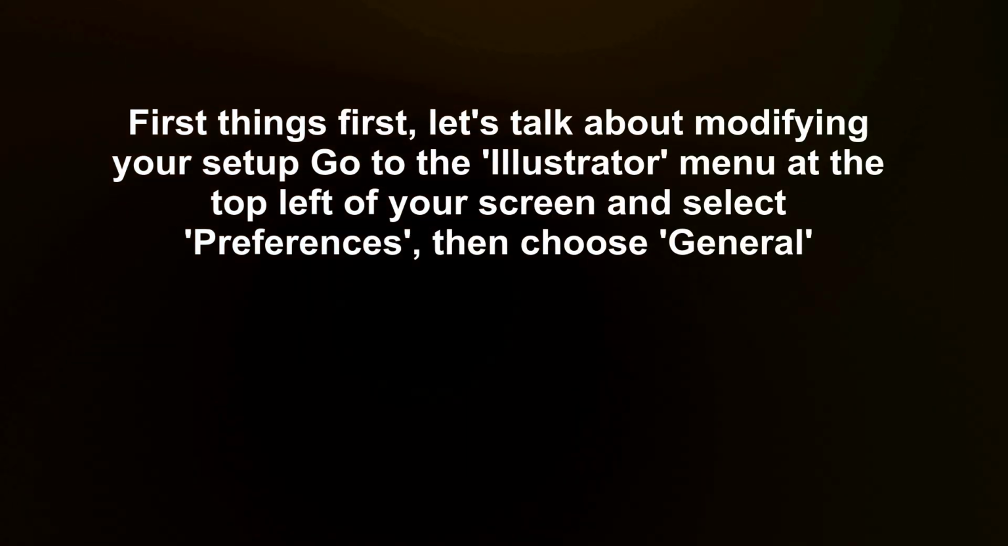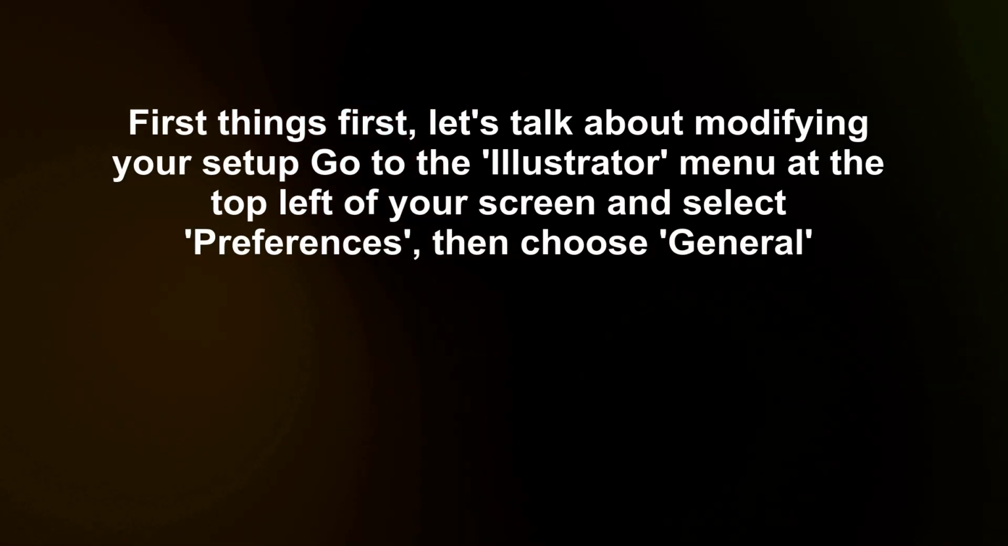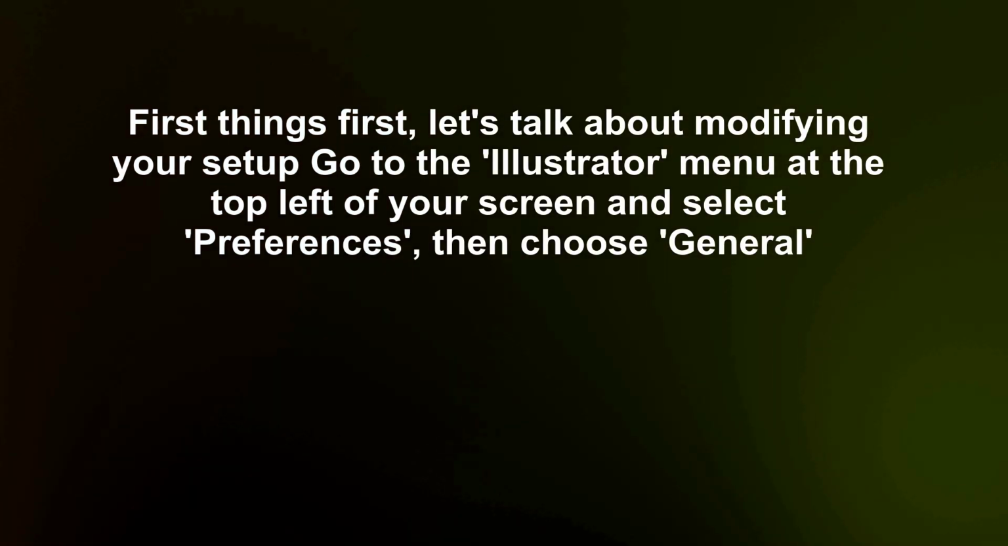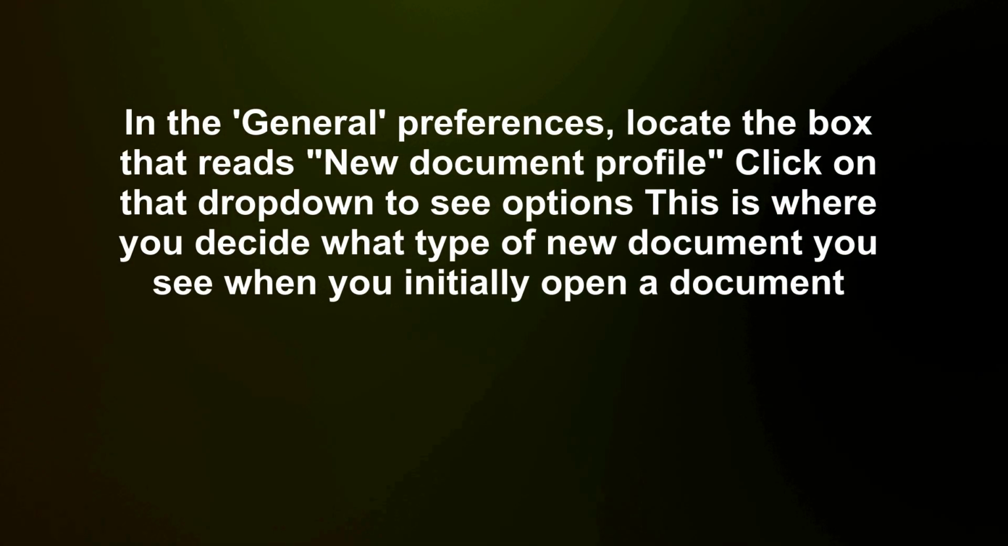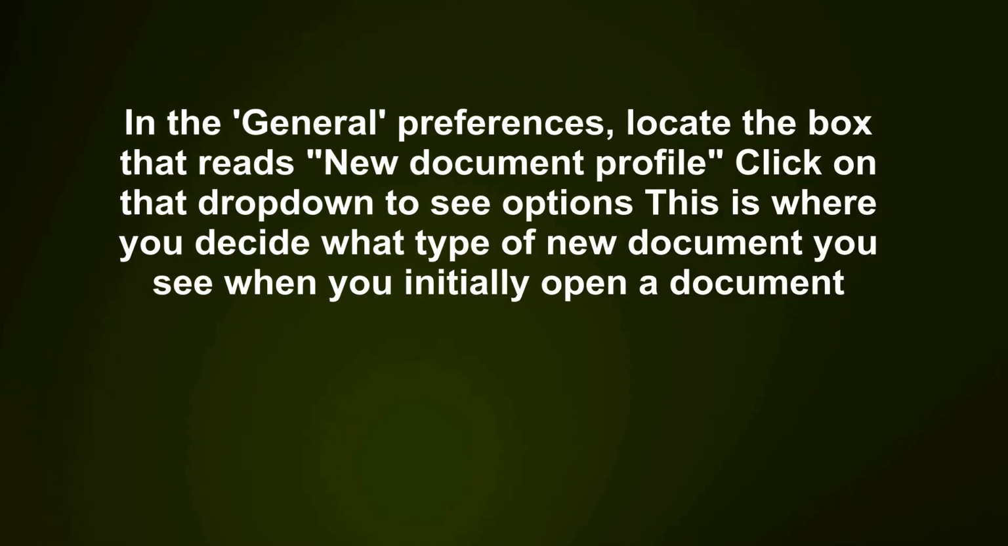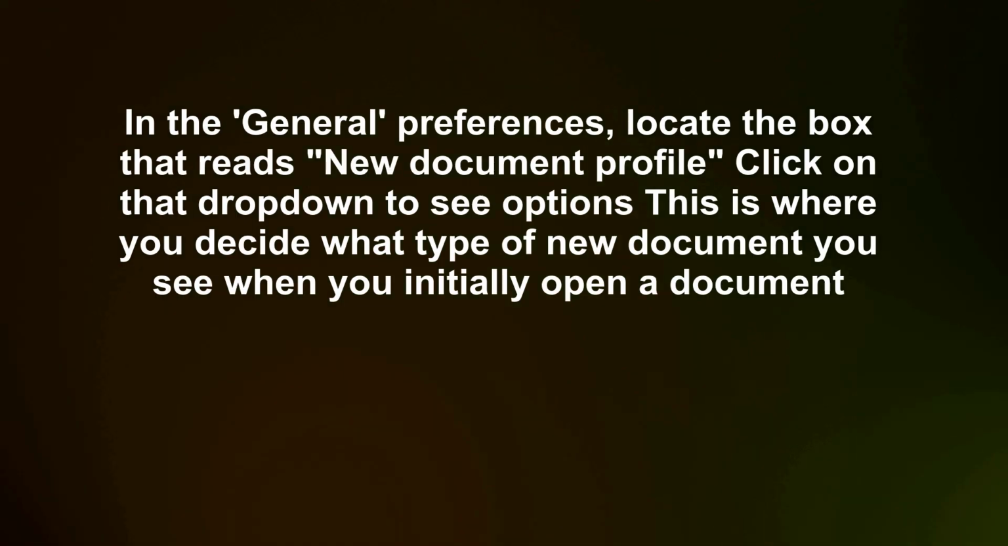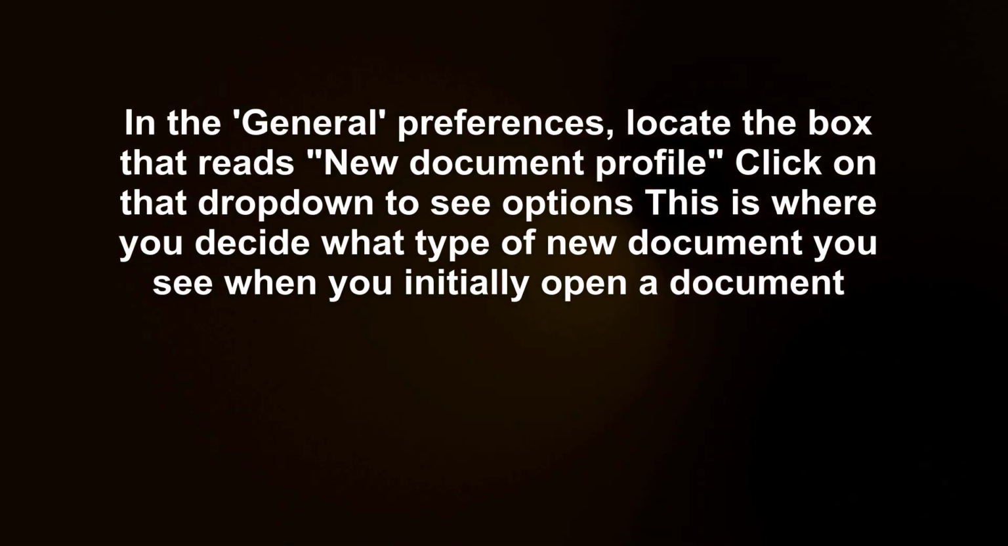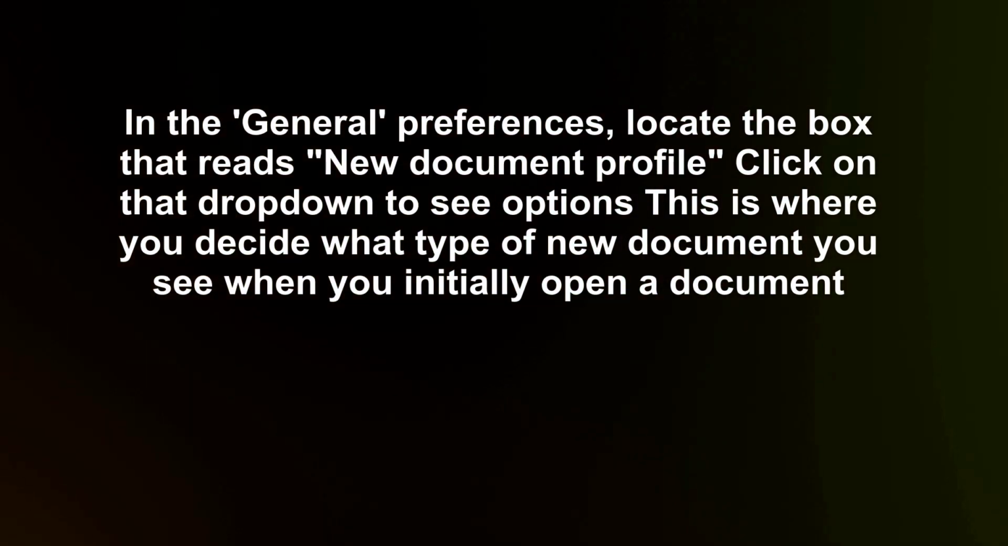Go to the Illustrator menu at the top left of your screen and select Preferences, then choose General. In the General Preferences, locate the box that reads New Document Profile. Click on that drop-down to see options. This is where you decide what type of new document you see when you initially open a document.